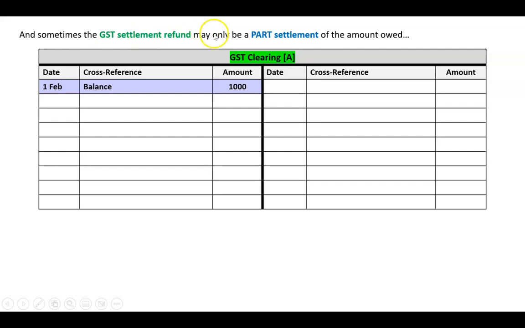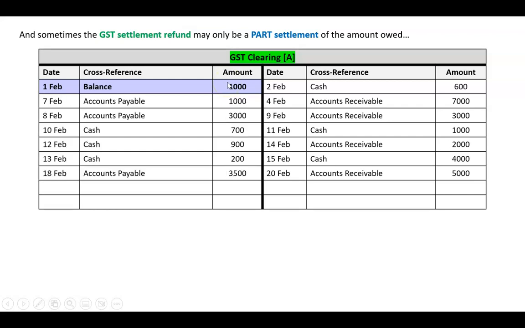So just look out for that. And the last thing to look out for is that sometimes the GST settlement refund may only be a part settlement. So the government owes us 1,000. A whole bunch of other transactions occur during February, so it can be confusing to see what happened. And then on the 21st, maybe the government only refunds us $700. They'll refund it in two parts, and we'll get the other $300 later on. But the point is, this credit here, it matches up to that. It's got a different amount because it's only a part settlement, but that's entirely possible too. So just look out for something called a part settlement of a GST refund.